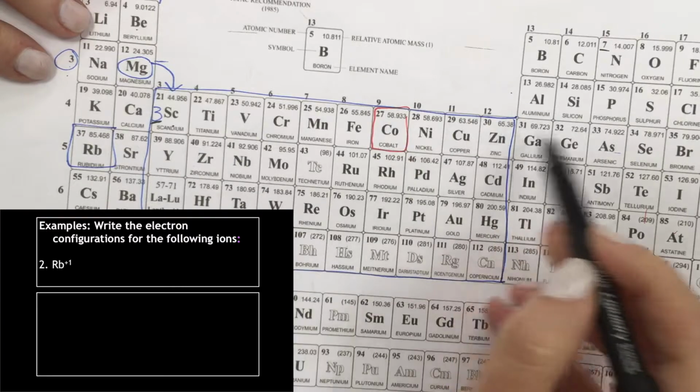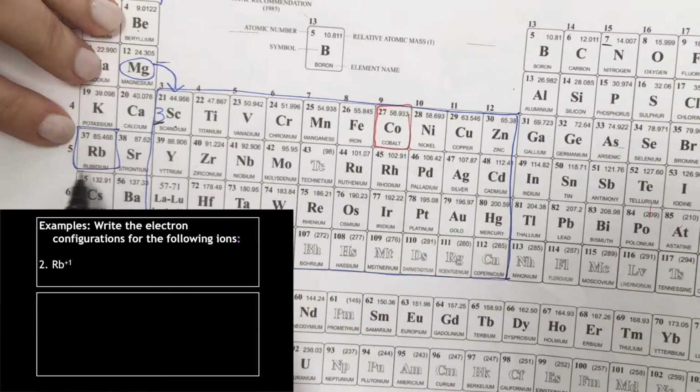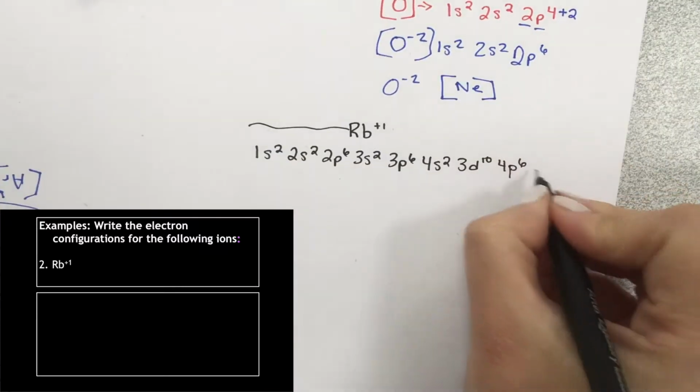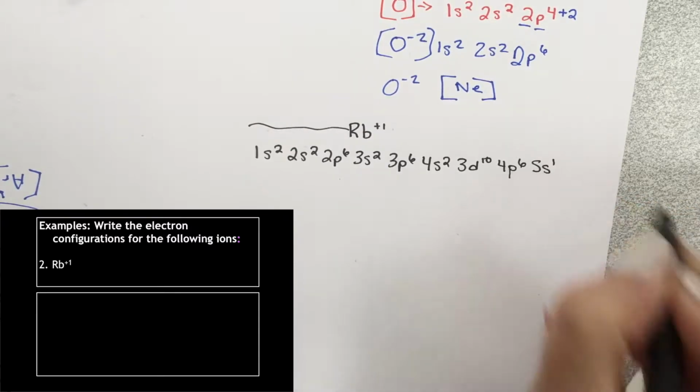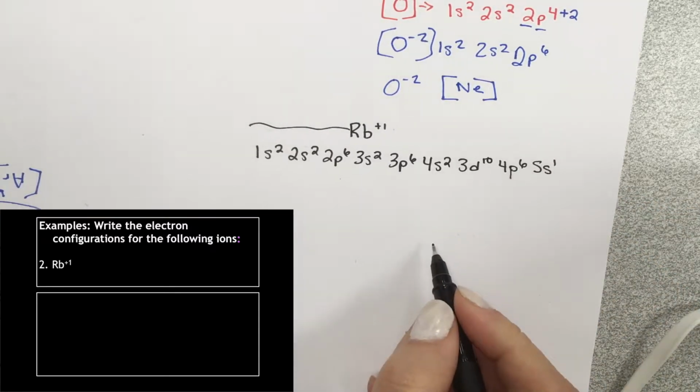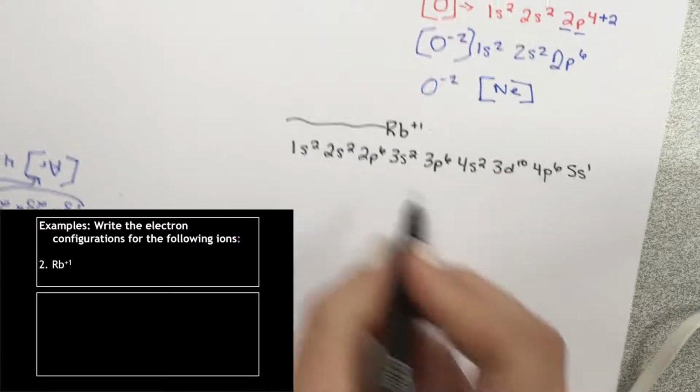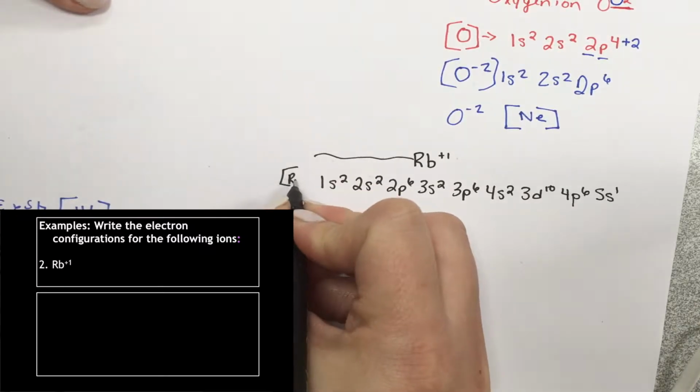Where's rubidium? We are here. Okay, so 5s1 is the ending. Oh, okay, that could be 5s1. That's a 5. All right. So that's neutral rubidium.